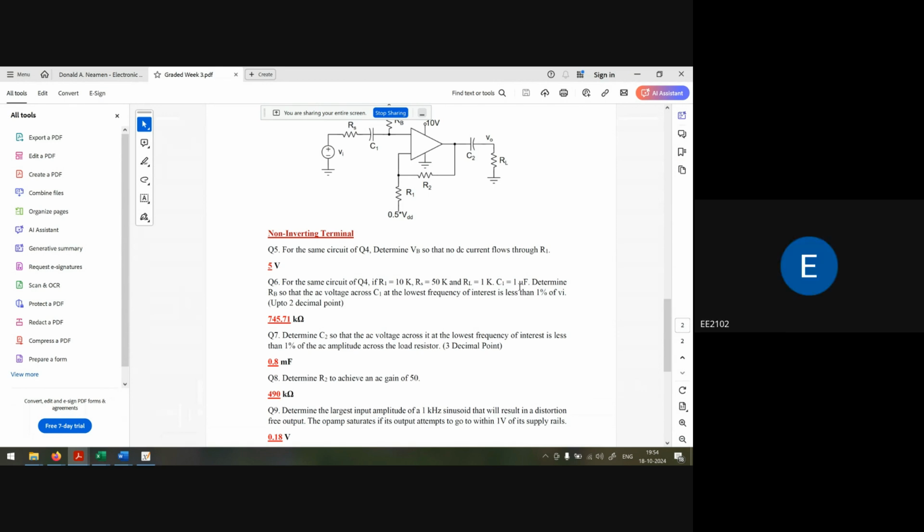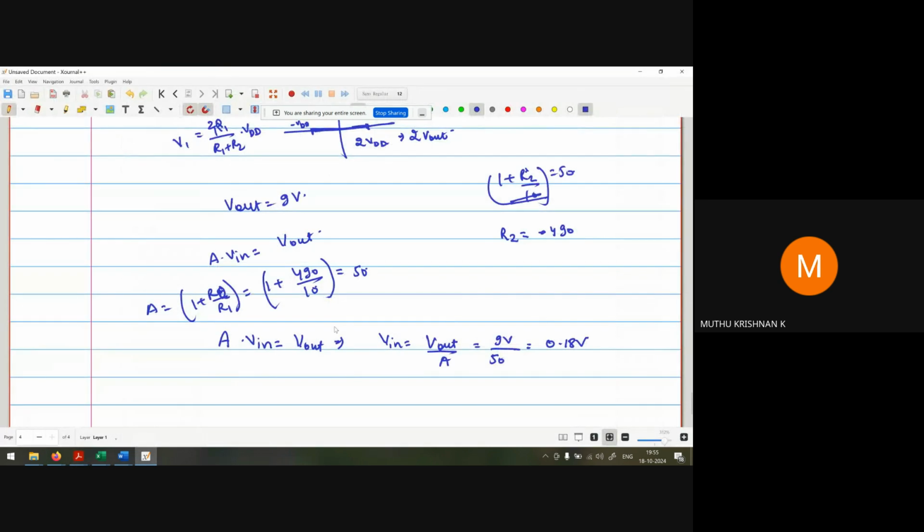Sir, in the last formula we used, why do we put A times V in equals V out and not A times the differential voltage equals V out? Basically, V out upon V in is the voltage gain, AV. So cross multiplying, A times V in is equal to V out.